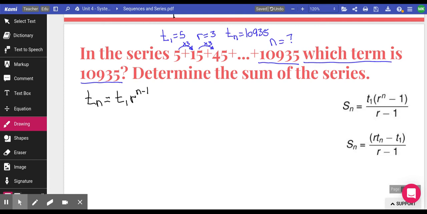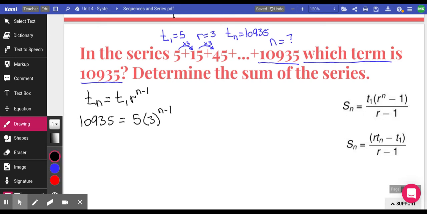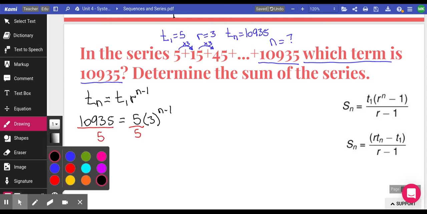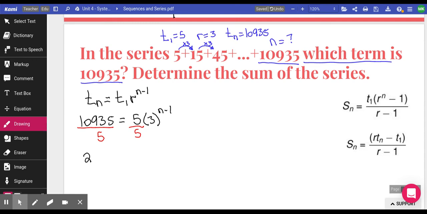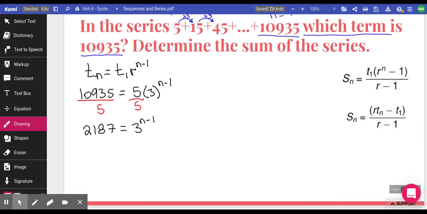So let's do that. This gives me 10,935 equals 5 times 3 to the power of n minus 1. I'm going to try to get that power by itself by dividing both sides by 5. If I divide both sides by 5, 10,935 divided by 5 is 2,187 equals 3 to the power of n minus 1. Again, we don't know how to solve for powers, right? I'm just going to guess and check. I'm going to try a few things.